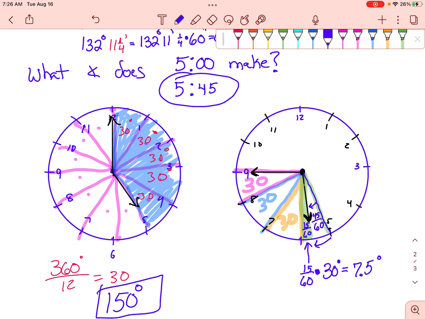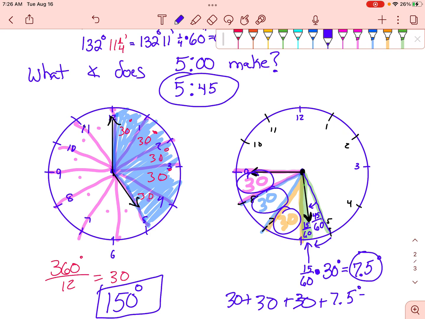So if I asked you to add those up, you would tell me 30 of the pink plus 30 of the blue plus 30 of the orange plus 7.5 degrees in the green. So a total of 97.5 degrees that the clock hand has moved. The angle is measured, I should say.